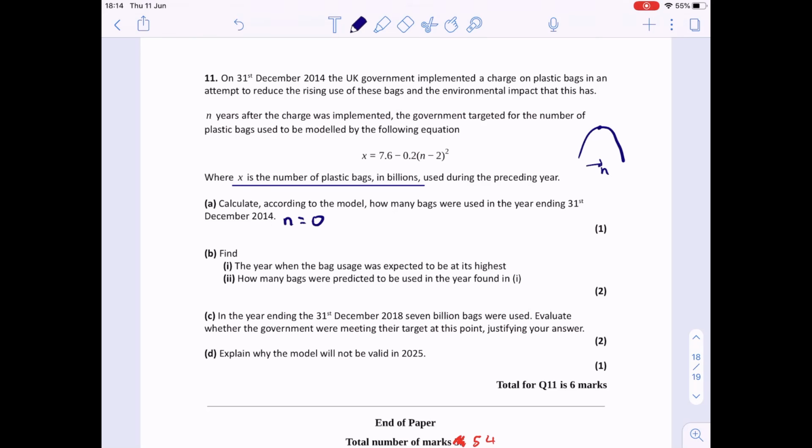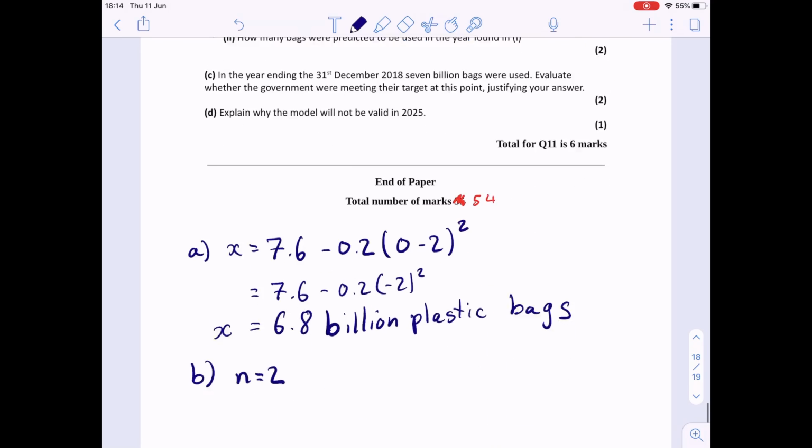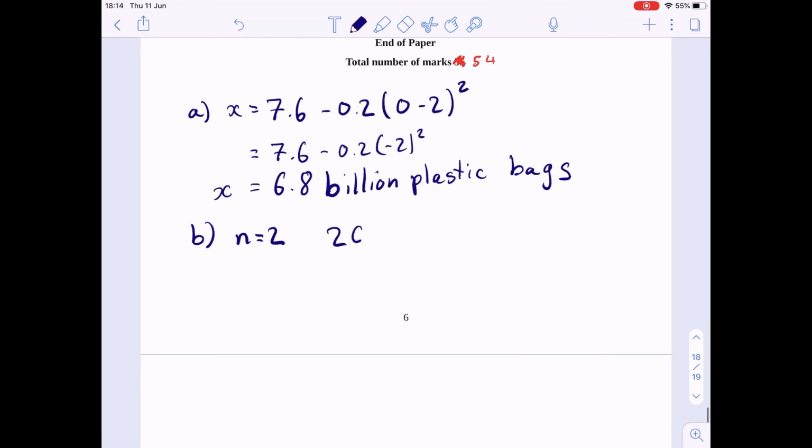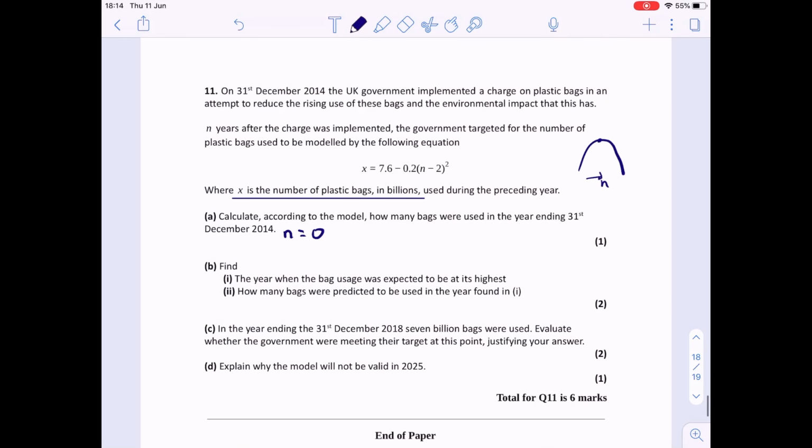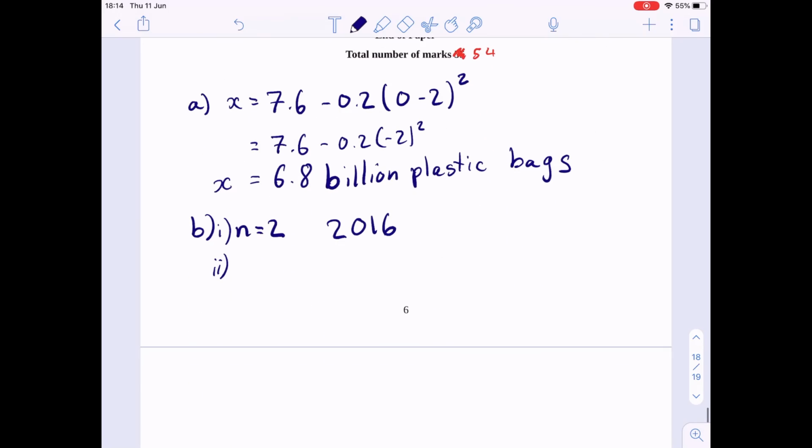So the year we need to talk about: n equals 0 is 2014, n equals 1 is going to be 2015, n equals 2 is going to be 2016. And how many bags were predicted to be used in the year found here? Well, that's just going to be 7.6 minus 0, as we mentioned before, so that's going to be 7.6 billion plastic bags.